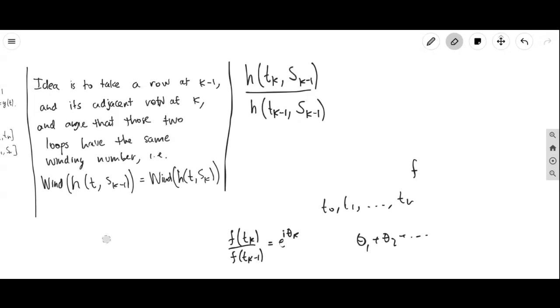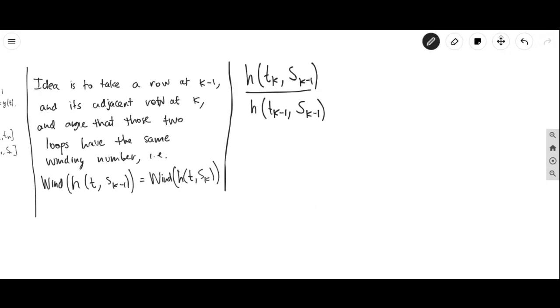This is exactly what we're doing, except this sk minus 1 stays fixed, and it's the t that varies from t0 to tn. So it's exactly what is before, except we have an h over here, and we keep this one fixed. So this is the winding number for this path. That's what we're doing, and we calculate what these angles are. So this is going to be equal to e to the i theta k, where theta k is something that's less than pi over 2.